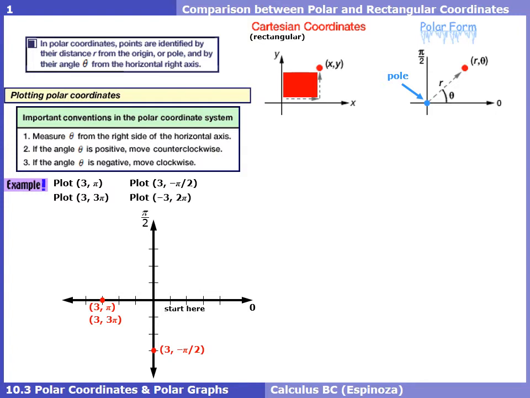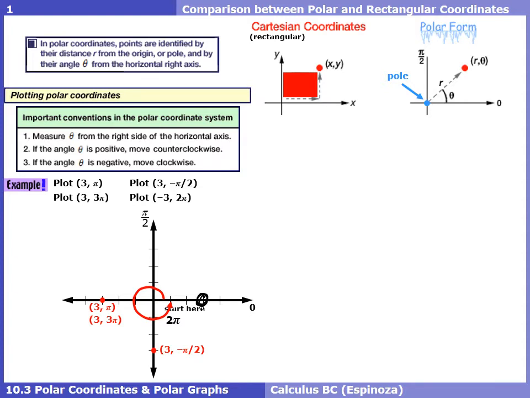One more point to plot will be the point (negative 3, 2 pi). Again, we need to start with the angle, so 2 pi would be 1 revolution around back to where we started. But here's where we have to be careful. Negative values for r require us to go in the opposite direction. If this was a positive 3, we would be putting our dot right here.